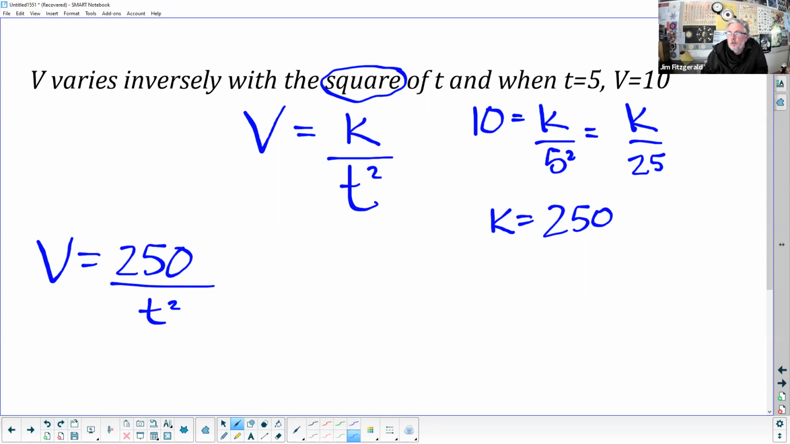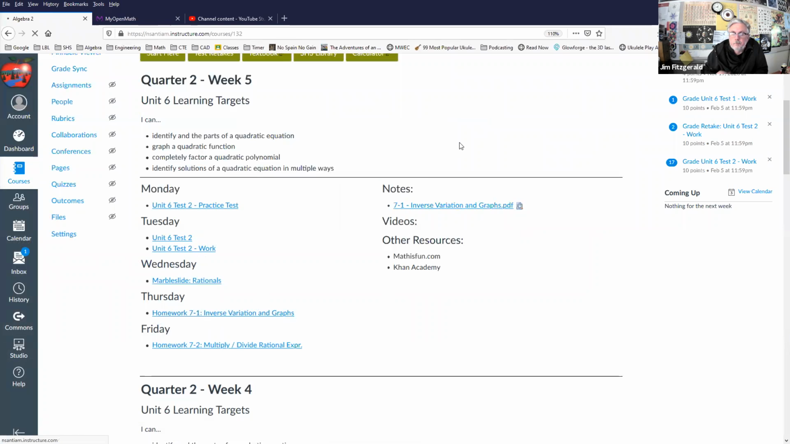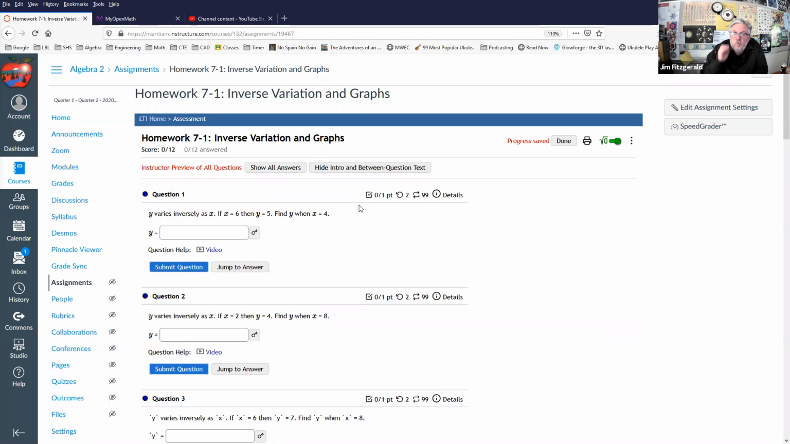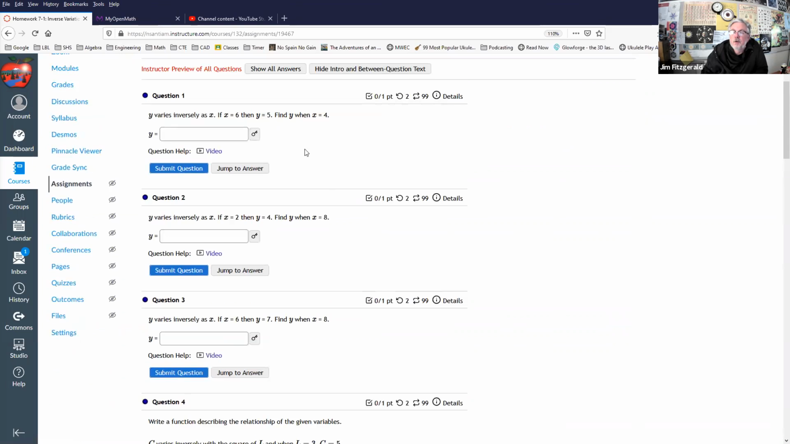Okay, so we look at the homework assignment here. You've got a bunch of questions where they tell you that it's some sort of relationship, and then you have to figure out what the k value is, and then find some other values. So y varies inversely as x. On all these, where it's y varies inversely as x, it's going to be y is equal to k over x. Then you plug in your values of x and y, figure out what k is, and then you can answer the rest of those questions.